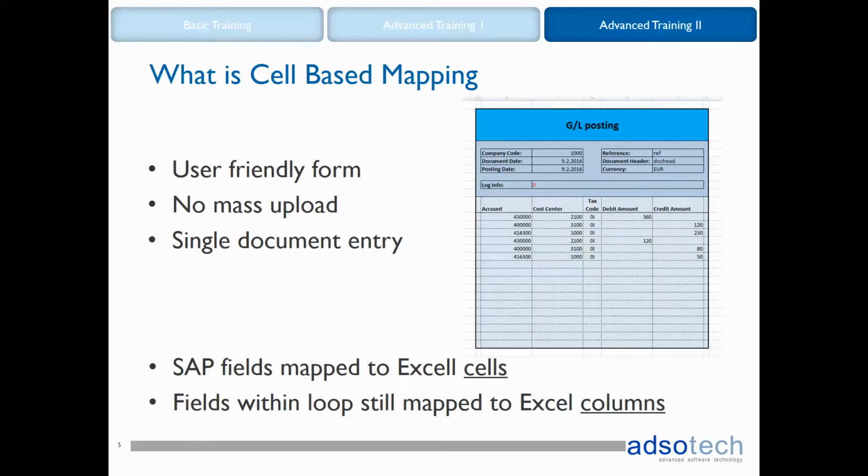With cell-based mapping, we are able to create user-friendly forms in Excel. We are no longer talking about mass uploads, but rather single document entries to SAP. Most often, the cell-based mapping is used for creating documents with header data and line items, whenever there's a need to simplify the entry of a single document, and not upload multiple documents at one time. The Excel form is created by mapping the header data fields to specific Excel cells, and line item fields, so anything within a loop, are mapped to Excel columns to give space to list the required line items.